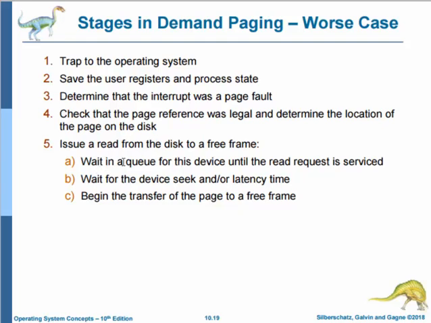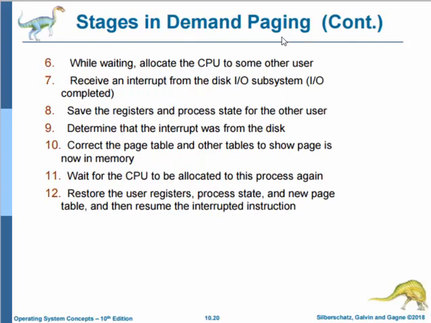Fifth, issue a read from the disk to a free frame. A, wait in a queue for this device until the read request is serviced. B, wait for the device seek and/or latency time. And C, begin the transfer of the page to a free frame. Continuing, number 6, while waiting, we can allocate the CPU to some other user.